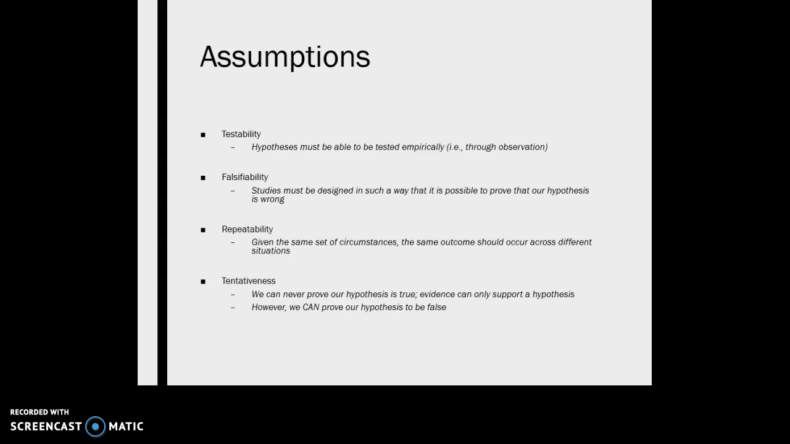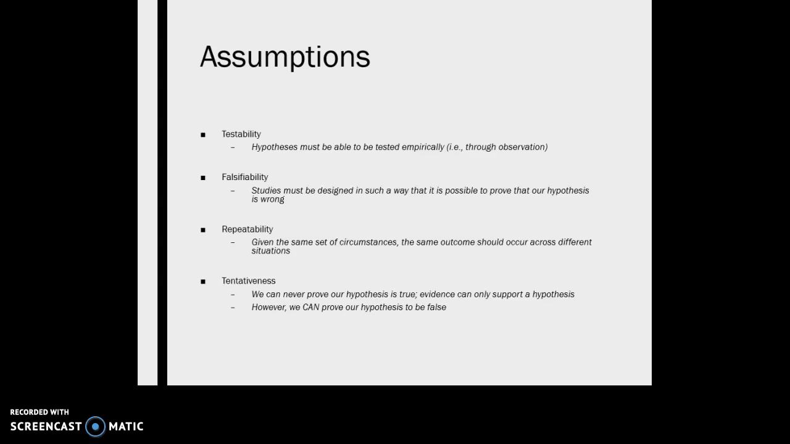Falsifiability is a really critical assumption of scientific research. In other words, we need to be able to design our studies in such a way as to be able to prove ourselves false or wrong. And that is a critical component. If we only design our studies in a way as to ensure that our hypothesis is correct, then we will fail to notice if there is evidence that is counter to our theory. But if we set up our study in such a way as to be able to be proven false, then it makes our study that much stronger. And we'll talk more about this idea of falsifiability later.